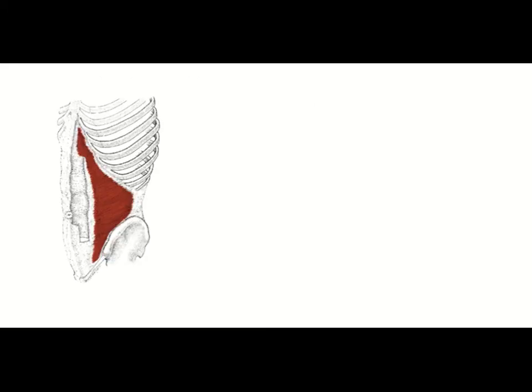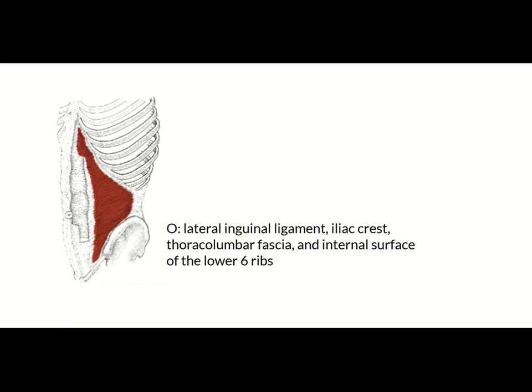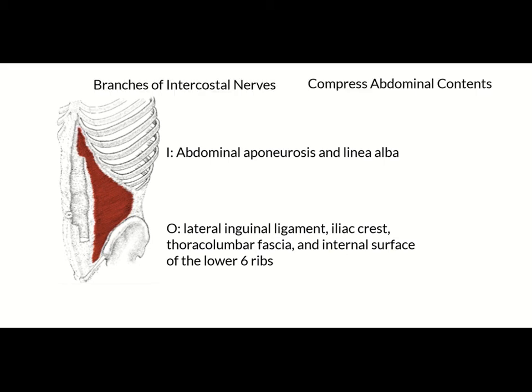The transverse abdominis originates from the lateral inguinal ligament, the iliac crest, thoracolumbar fascia, and internal surfaces of the lower 6 ribs. It inserts onto the abdominal aponeurosis to the linea alba. It's innervated by branches of the intercostal nerves, and it works to compress the abdominal contents. This muscle is also a key stabilizer of the spine, but really doesn't generate any motion.